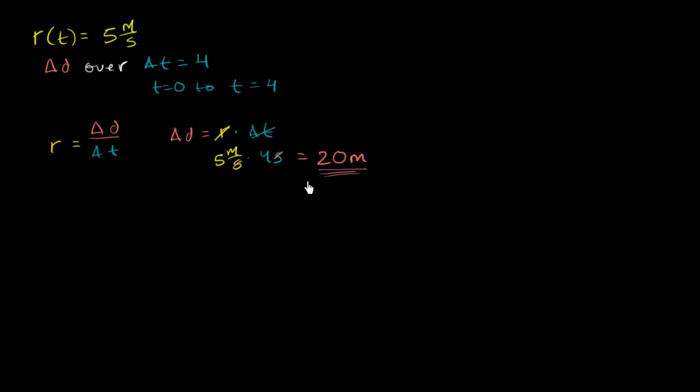What I want to do now is connect this to the area under the rate function over this time period. So let's graph that. So that's my rate axis. This is my time axis. This is going to be in seconds. This is going to be in meters per second. So let's see, 1, 2, 3, 4, 5. That seems about enough. And then I go 1, 2, 3, 4, 5.